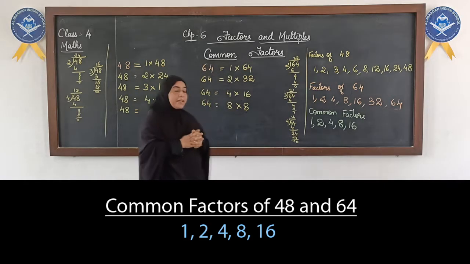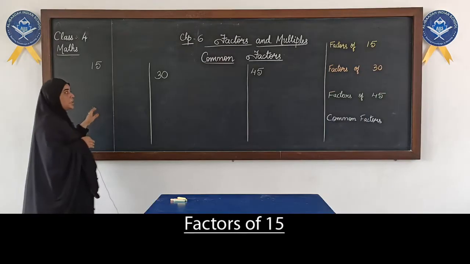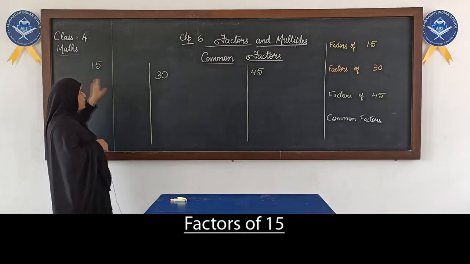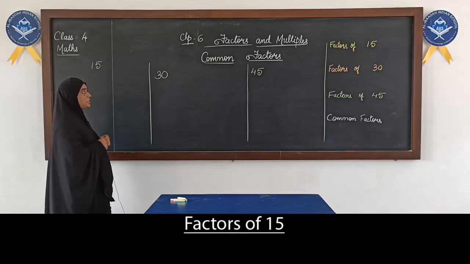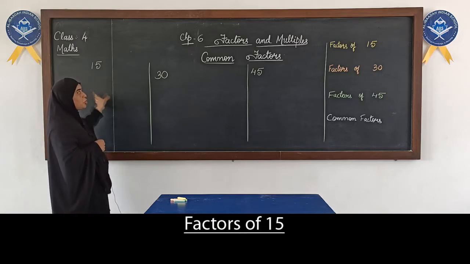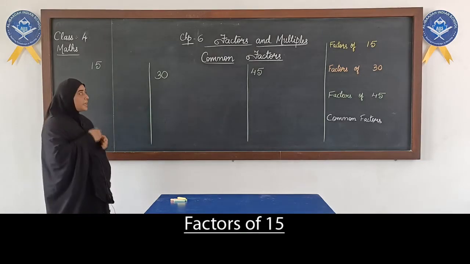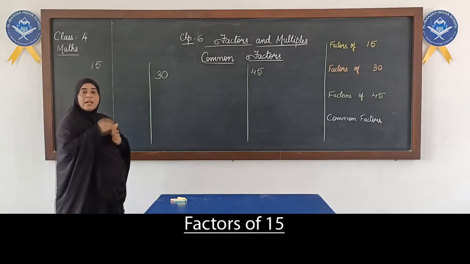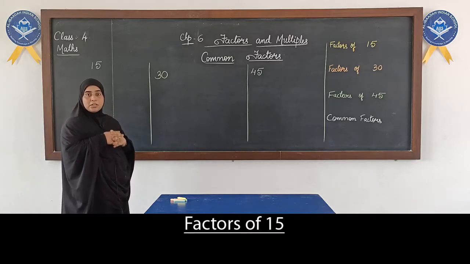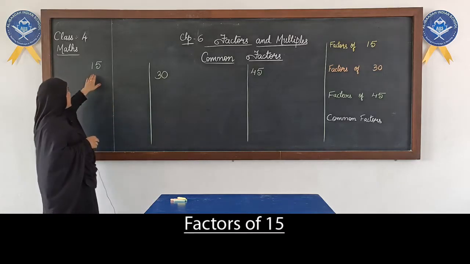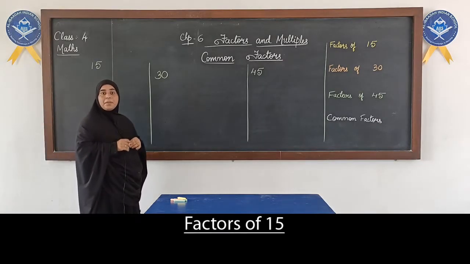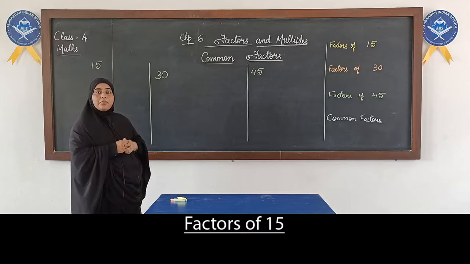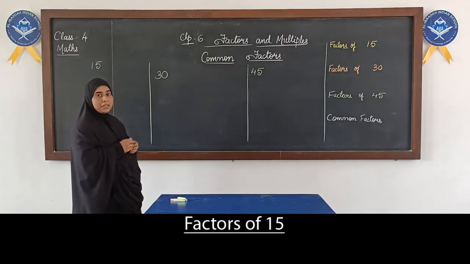At times we might have 3 numbers also. I have taken 3 numbers: 15, 30 and 45. To find common factors, first we have to find the factors of each number, and then we will compare the factors and see which are common in all the 3. So first we will find the factors of 15. How to find the factors of a number we already discussed in our first video of factors and multiples.